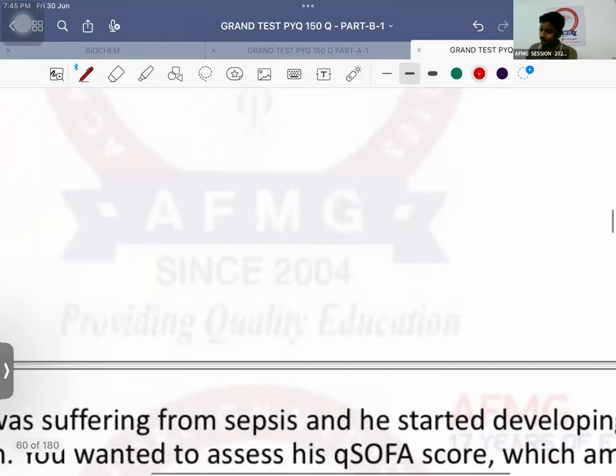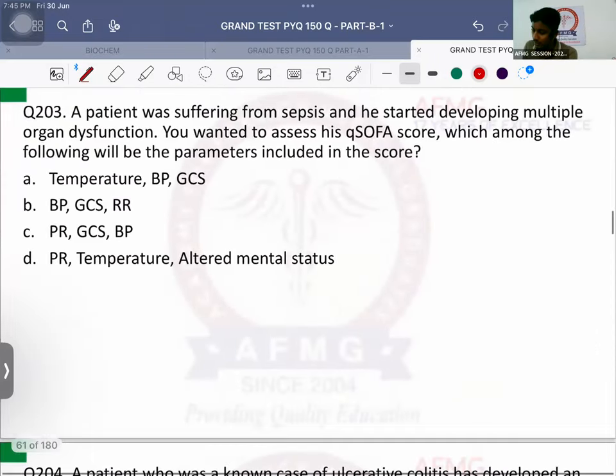No issues with this? Question number 203. A patient was suffering from sepsis. That is severe infection, which has spread to multiple organs now. And he started developing multiple organ dysfunction. You wanted to assess his Q-SOFA score. Q-SOFA score tells you about what? That how many systems of the patient's body are working or they have failed. Okay? That is the SOFA score.